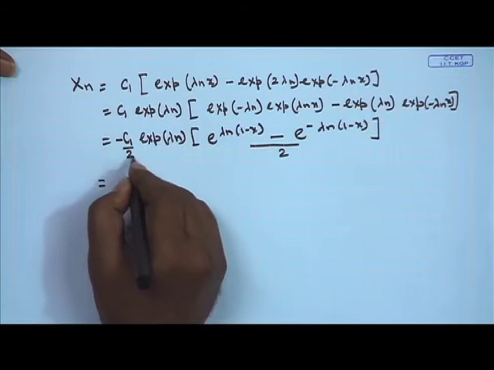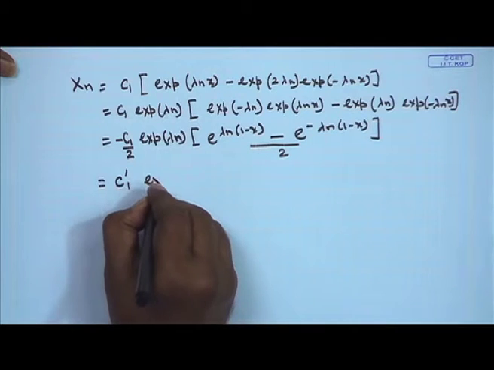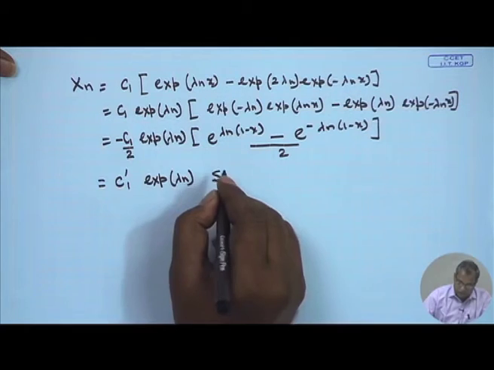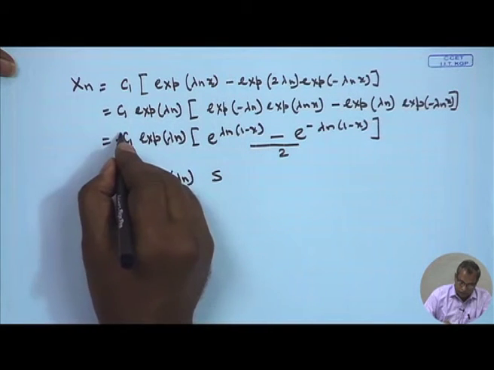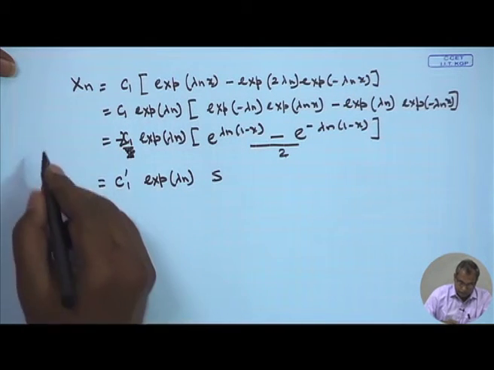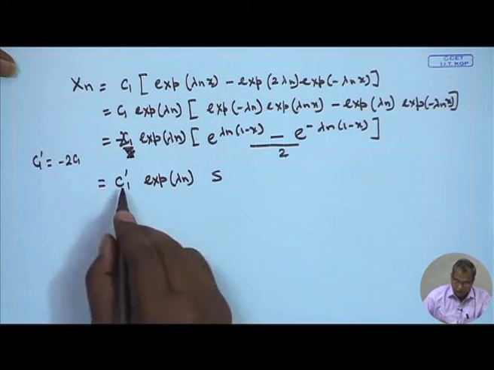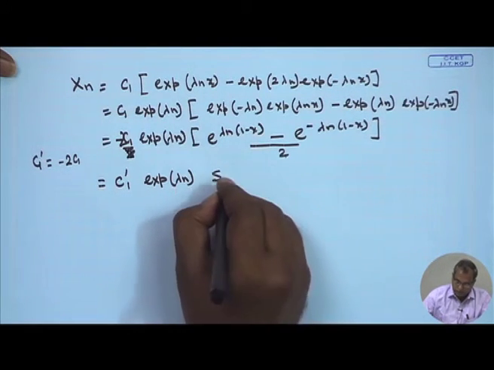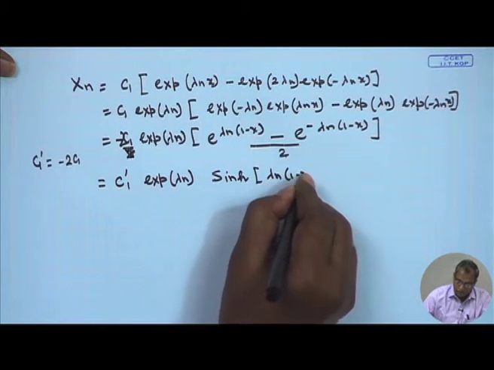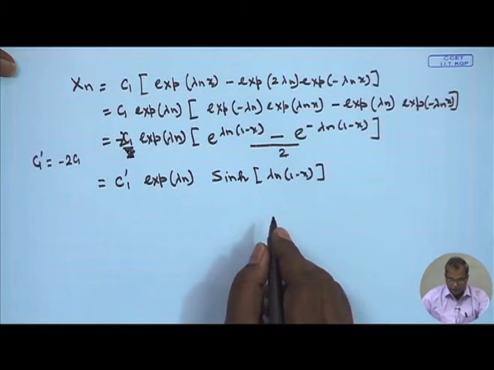So, minus C1 by 2 will be a new constant, let us say C1 prime, exponential lambda n, and this will be multiplied by 2 and divided by 2. So, minus 2 C1 will be C1 prime. C1 prime will be a new constant, that will be minus 2 C1. So, C1 prime exponential lambda n, and this will become sine hyperbolic lambda n 1 minus x. So, that constitutes the solution of X n.